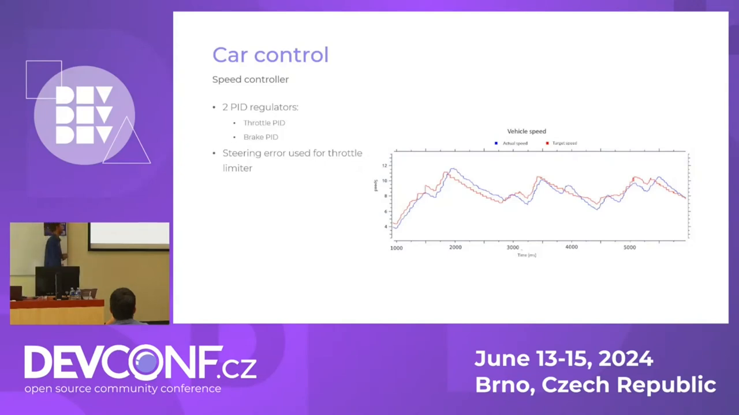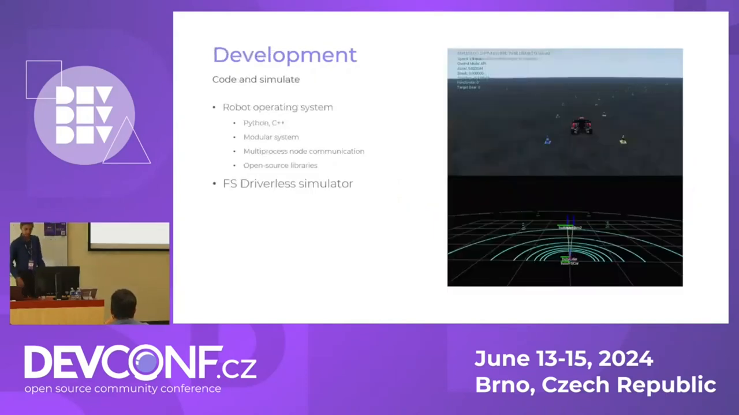We also implemented a throttle limiter, because when the steering controller has some troubles, we don't want to give it full throttle, for example. So if there is some steering error, it will limit the throttle to maintain the desired path. So that's all from the driverless pipeline.